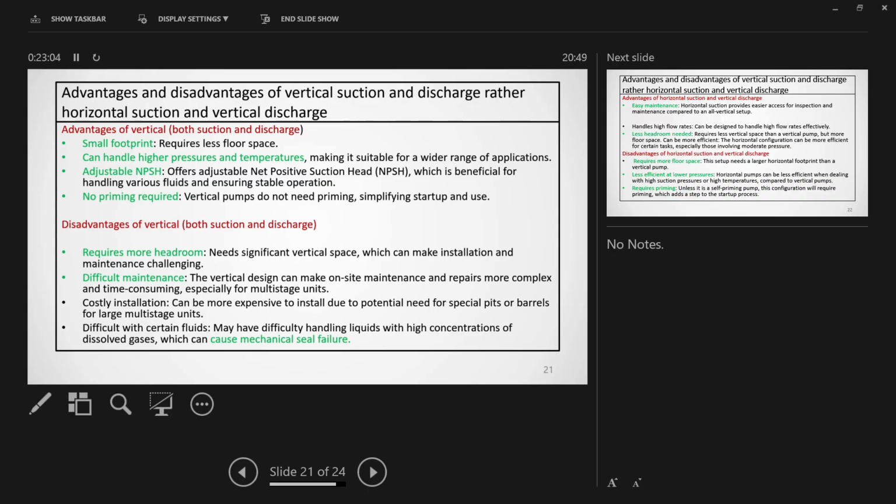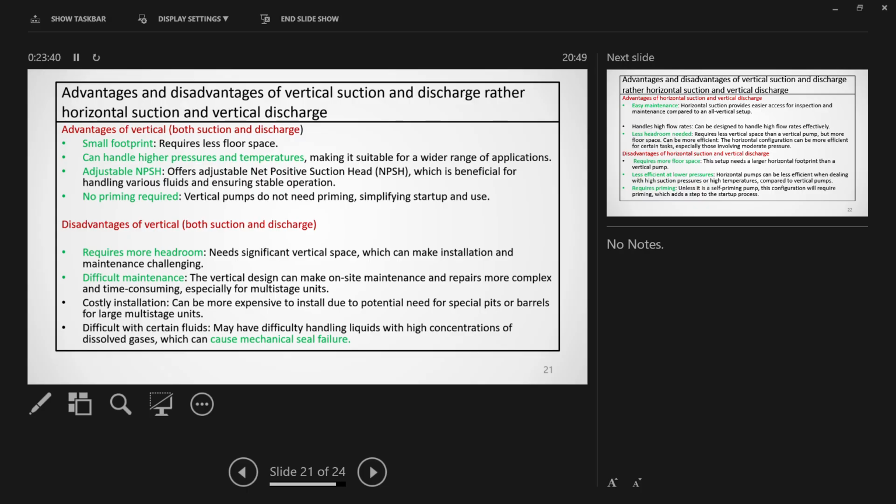And no priming is required, as the suction and discharge pipes are from the top. There is no question of any trapped air inside the impeller. So no priming is required, but the only disadvantage is that it requires more headroom, so civil work will increase. Maintenance is difficult, because to do maintenance of the pump you have to take out the suction and discharge pipelines. So some crane arrangement or overhead crane arrangement should be there. That's why maintenance is very difficult.